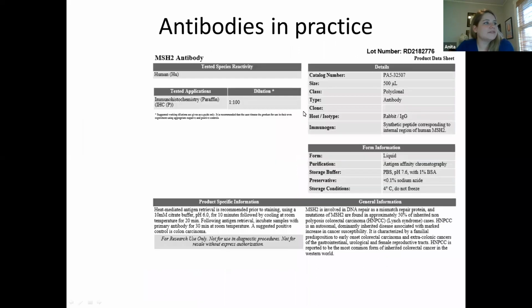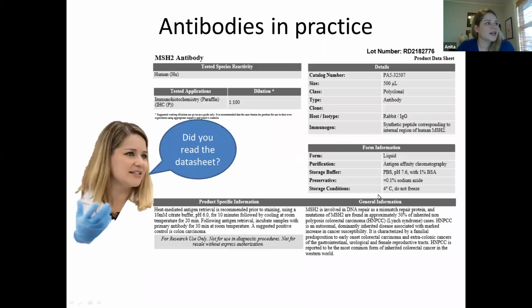So then we have antibodies in practice. Basically, every time you get an antibody, it comes with a data sheet. It's going to tell you if it's monoclonal or polyclonal, what the host is. It's going to tell you how to store it. Some of them can be stored at 4 degrees. Some of them have to be frozen.